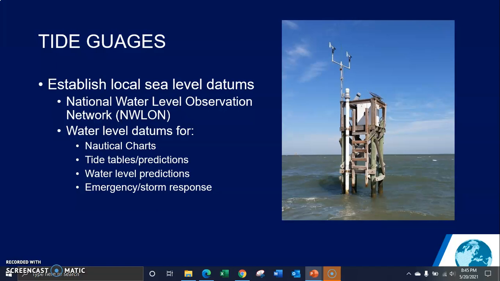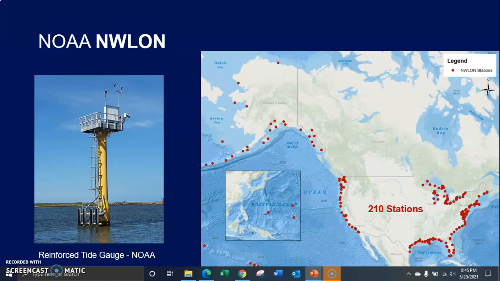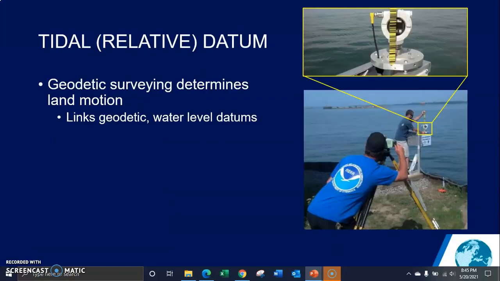Additionally, tide tables and predictions are based off of this. Water level predictions are also based off of this. And these also come into very key play during emergency and storm response. And here we can see a map of the 210 tidal stations across the United States, as well as on the left a reinforced tide gauge, which is designed to withstand storms and can continue processing and logging data even during extreme conditions, providing for that continual operability.